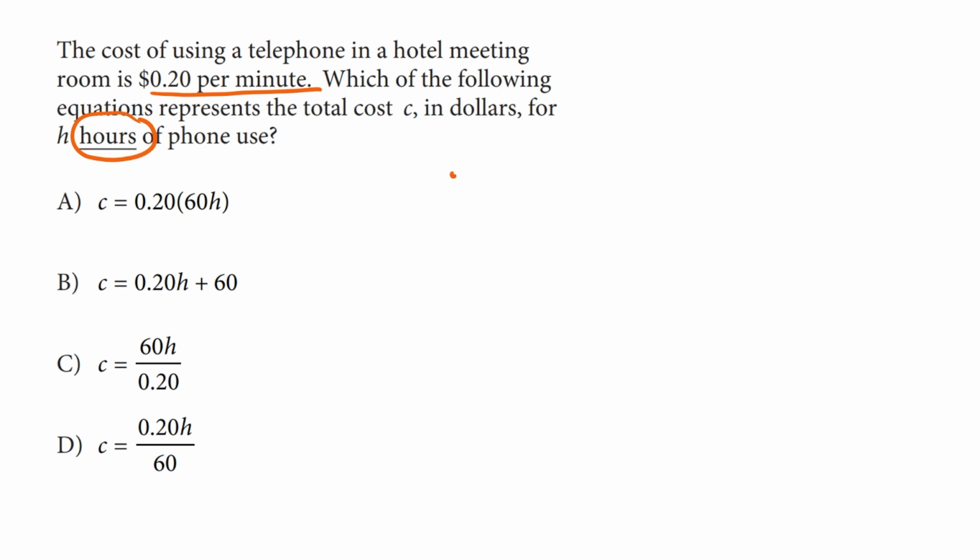So we know that it costs 0.2 dollars per minute, which means we have 0.2 times n, right? And then there are 60 minutes in 1 hour.